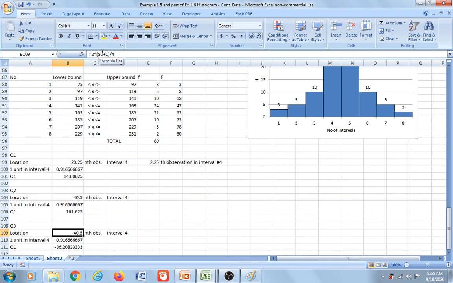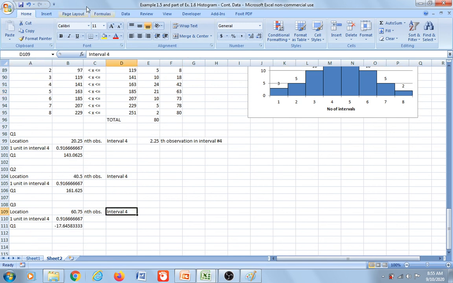Now the location of Q3 is 3 times n plus 1 divided by 4. Okay, see, it is 60.75. See, it is 40 until here, 42 until here, 63 until interval number 5. So it is in interval number 5. Okay, now what is 1 unit in interval number 5? It is the length of the interval, which is 22, divided by 21.